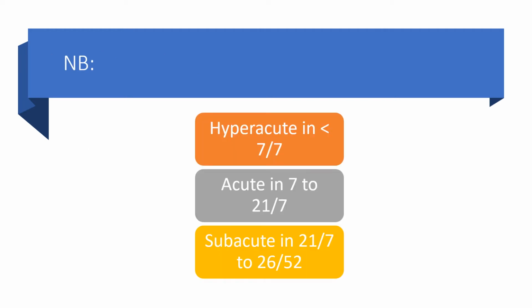Know this. It's possible we'll be dealing with hyperacute liver failure if it is less than 7 days. It will remain acute in 7 to 21 days and subacute in 21 days to 26 weeks. After that, it's chronic liver failure.